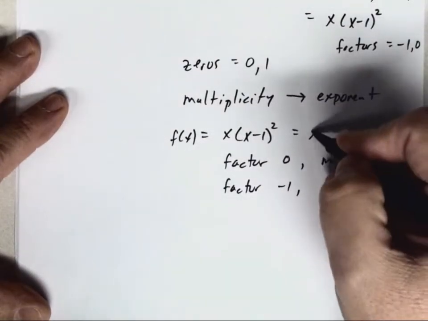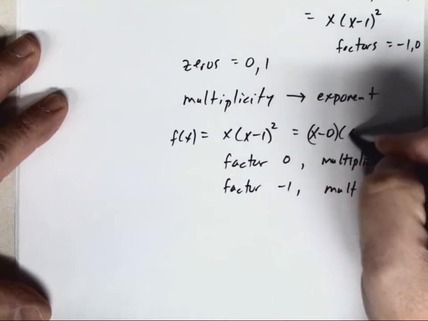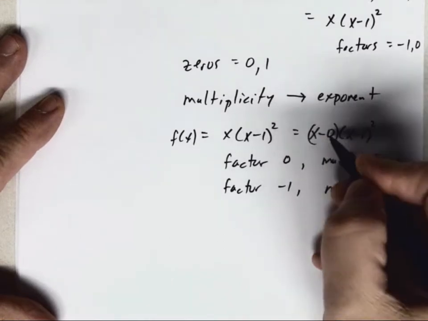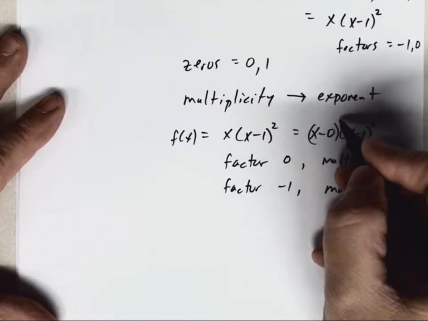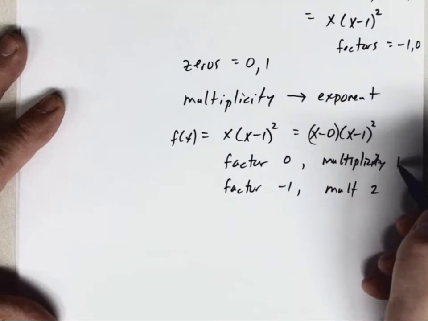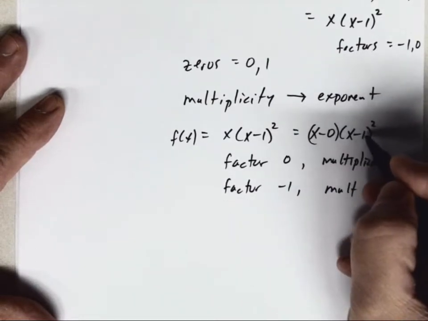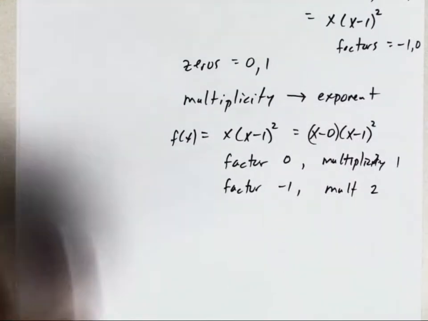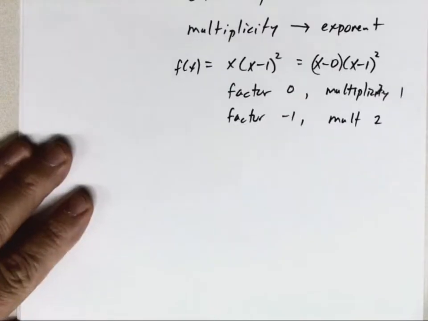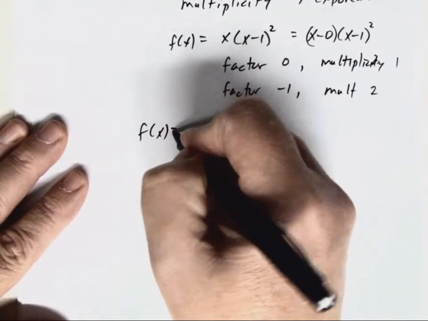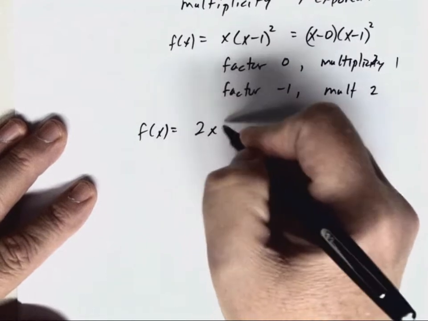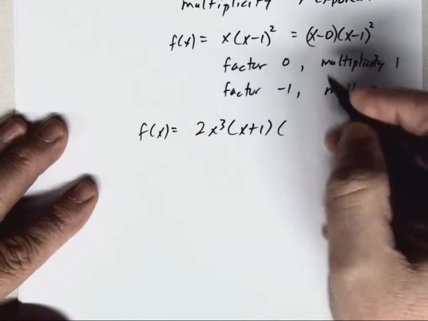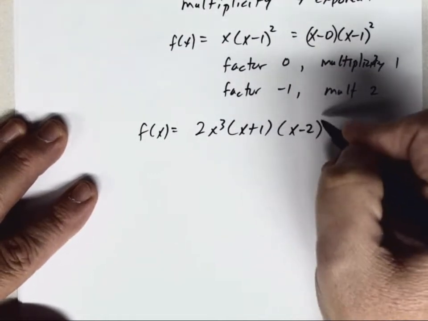If that confuses you, if I write it both as parentheses, when the factor is 0, the exponent on the parentheses is 1, multiplicity of 1. For my factor of -1, which gives me x minus 1 squared, multiplicity is 2. Let me just make up another function, and let's write down what the factors would be and what the multiplicities are.